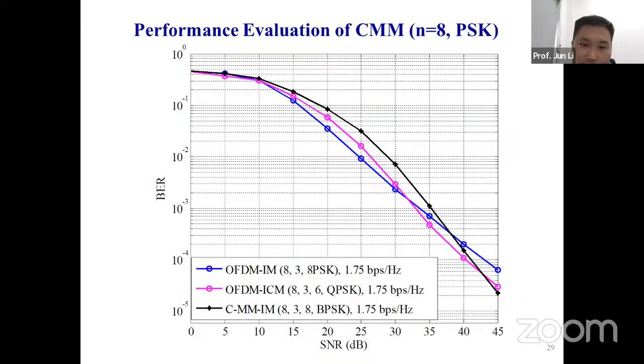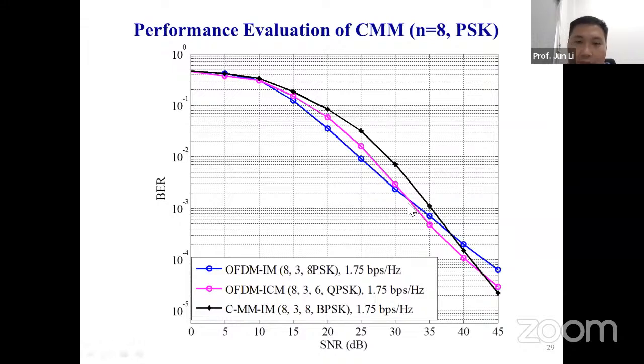Okay, if we keep increasing the number of subcarriers, if n equals 8, then at an SNR of 45, this is a very high SNR, the composite multiple mode IM still has better performance than these two conventional schemes. But in the low SNR region, the composite IM is worse than these two conventional schemes.